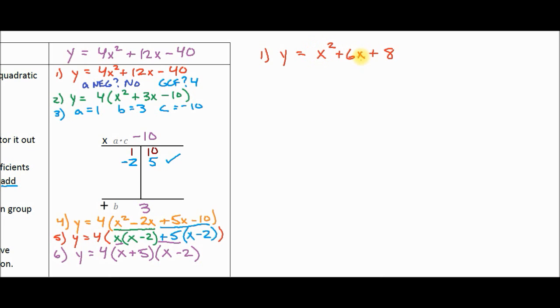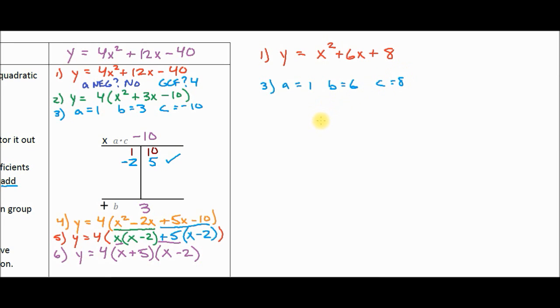Is there a greatest common factor? Let's take a look at that. We've got 1, 6, and 8. Hey, as soon as a is 1, class, you know there can't be a greatest common factor, because 1 is only found by multiplying 1 times 1. And there's no reason to pull a 1 out of all these terms. It doesn't really get us anywhere. So we know we don't have a greatest common factor to deal with, and we know we don't have a -a to deal with. We can go right to step 3. I'll try to keep these color-coded the same. So step 3. Identify A, B, and C. A is 1, B is 6, C is 8.